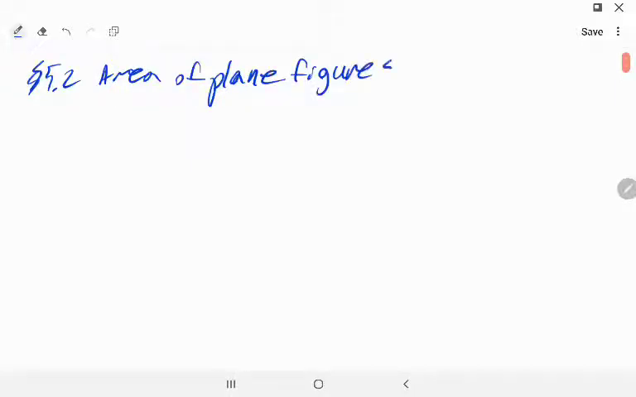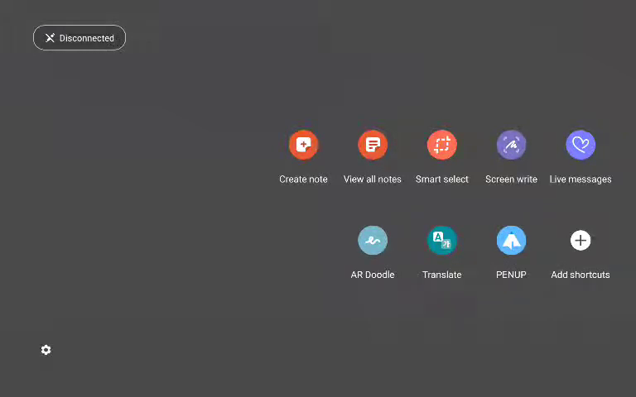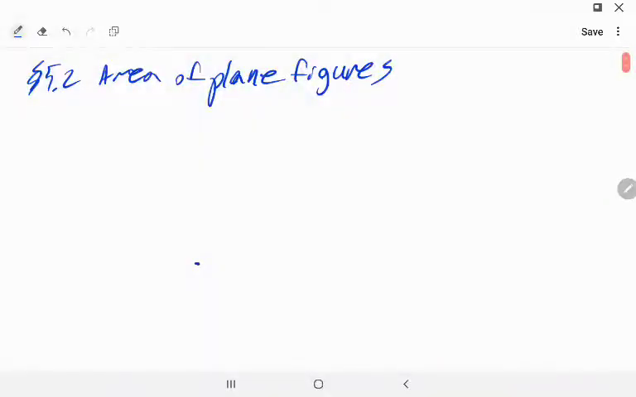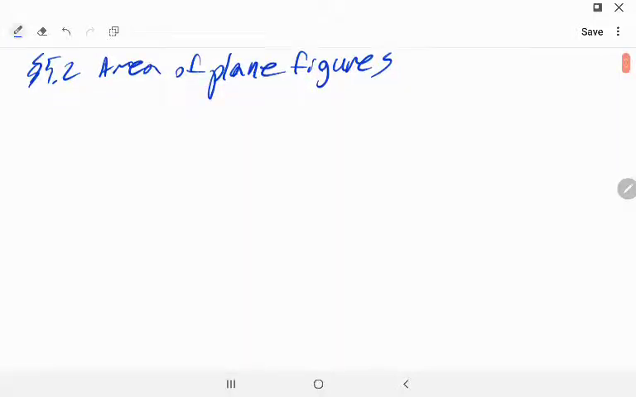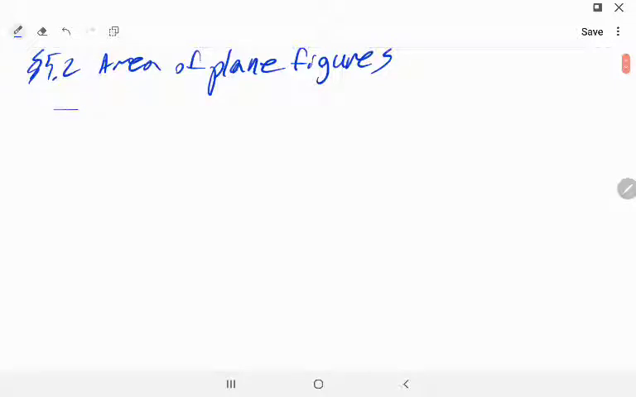Section 5.2, we're looking at area of plane figures. So we notice that we like to start with the idea of a unit square. A unit square is a square with sides equal to 1 unit of distance.